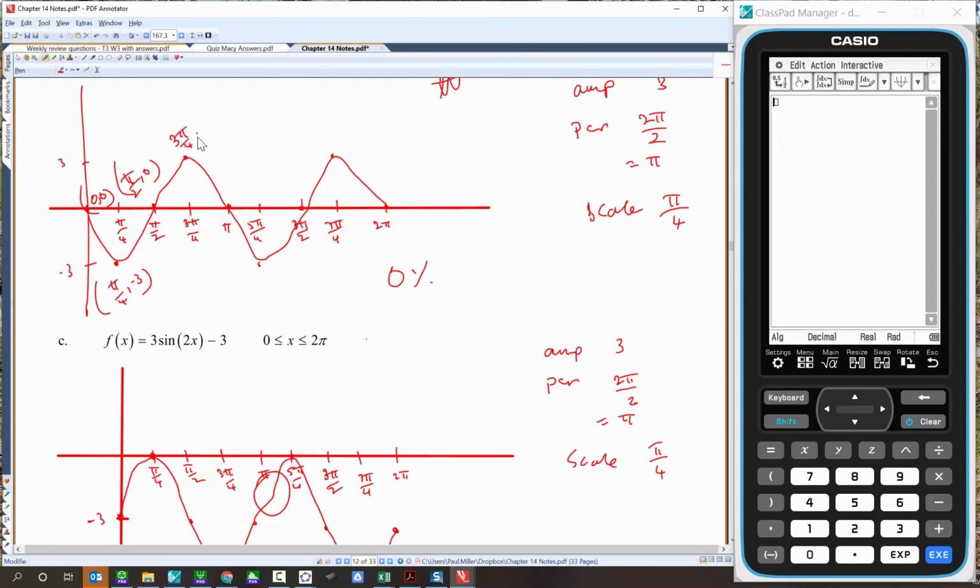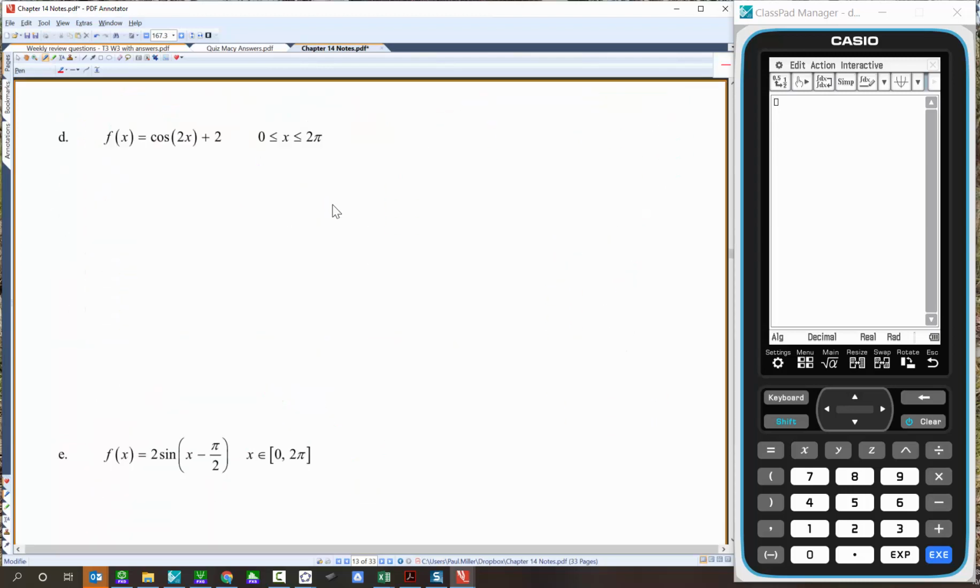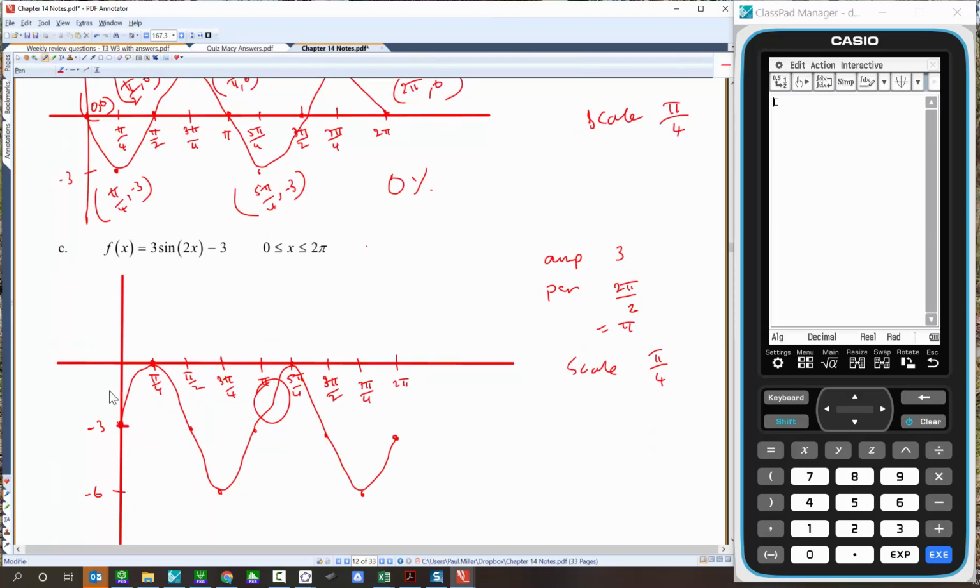3 pi on 4. It's pretty arduous, this, especially if you get a lot of repetitions over the domain. 3 pi, comma, 0, 5 pi on 4, comma, what's that one? -3, etc., etc. Can you please label the rest of them, making sure that you label the endpoint, which is also an axis intercept.